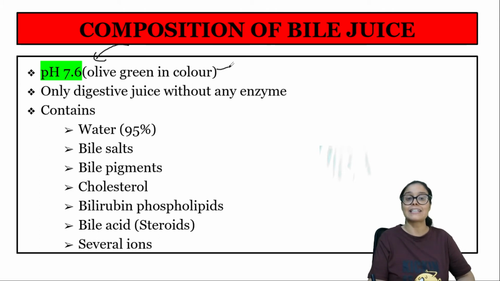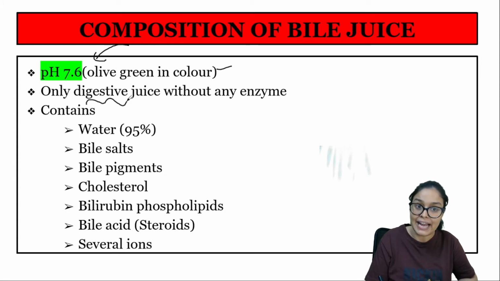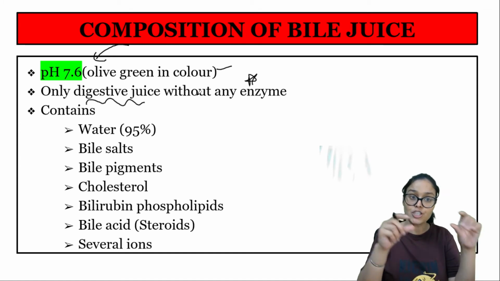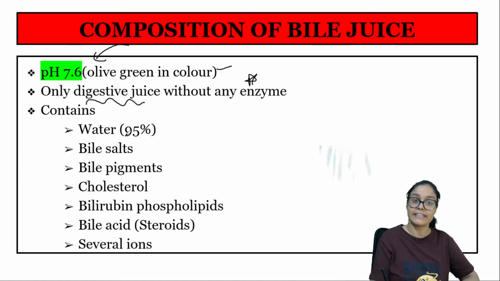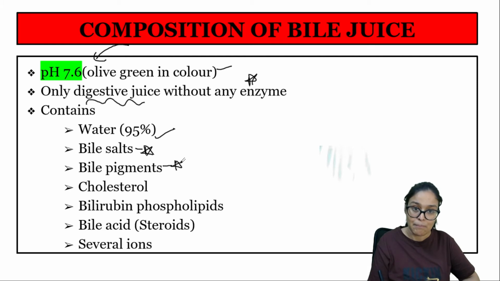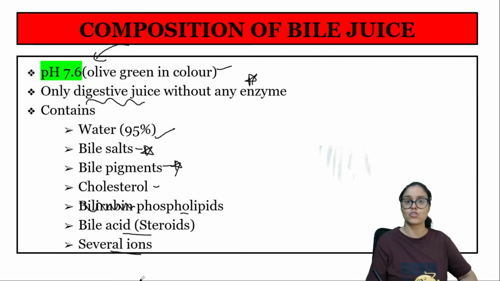Now we will be seeing the composition of bile juice. pH 7.6, olive green in color, and this is the only digestive juice without enzyme. NEET question: which digestive juice is without enzyme? It is bile juice. It contains water, maximum water. It contains bile salt, which we will be seeing in detail, bile pigment, which we will see in detail, cholesterol, bilirubin, phospholipids also, bile acid also, and several ions also.